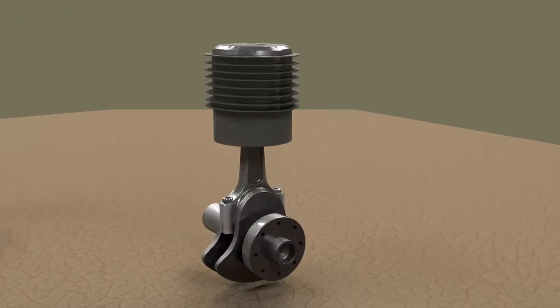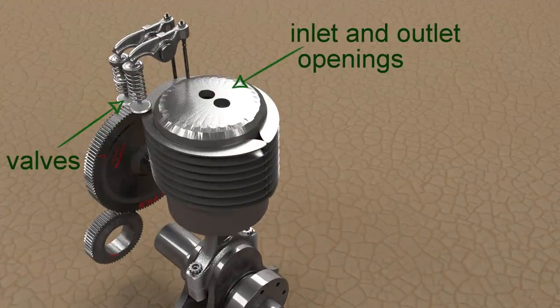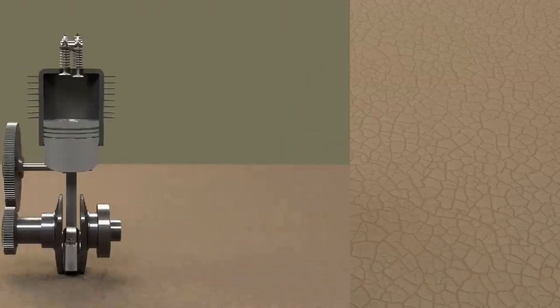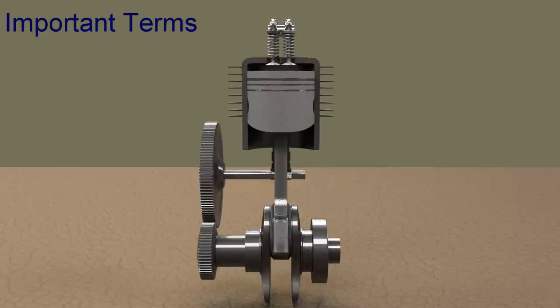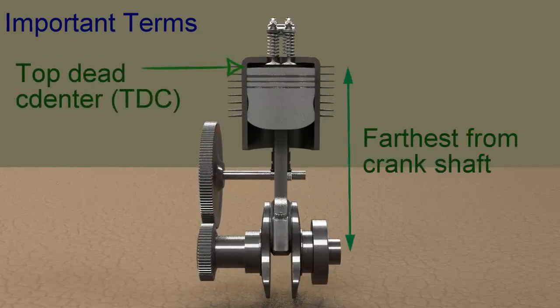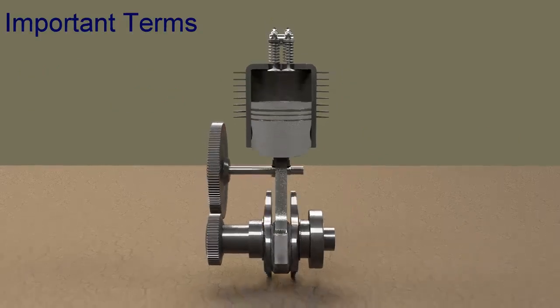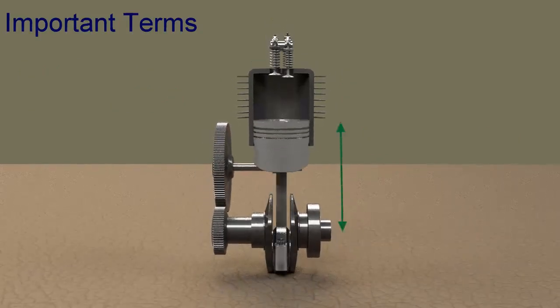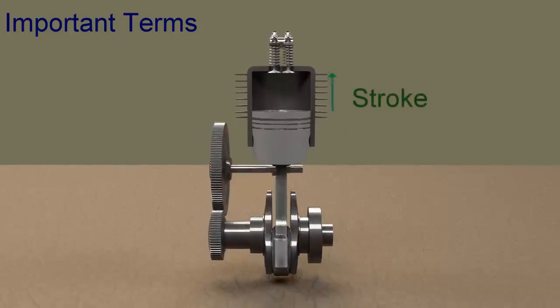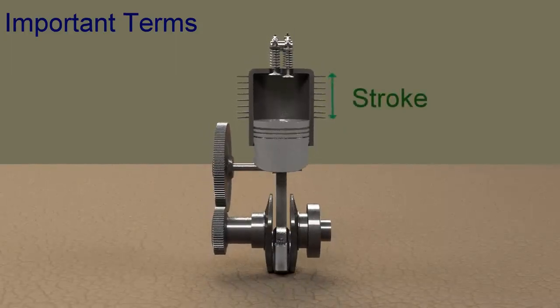Valves are provided either on the cylinder head or on the side of the cylinder for regulating the charge coming into the cylinder and for discharging the products of combustion from the cylinder. Top dead center or TDC is the position of the piston in which it is farthest from the crankshaft. Bottom dead center is the position of the piston when it is nearest to the crankshaft. A stroke refers to the full travel of the piston along the cylinder in either direction.